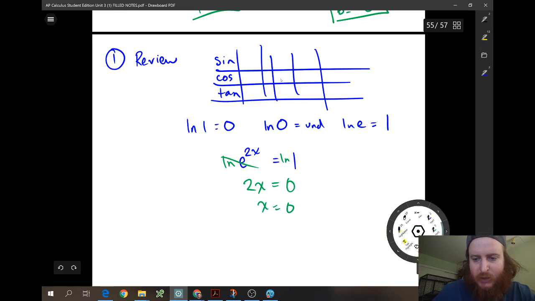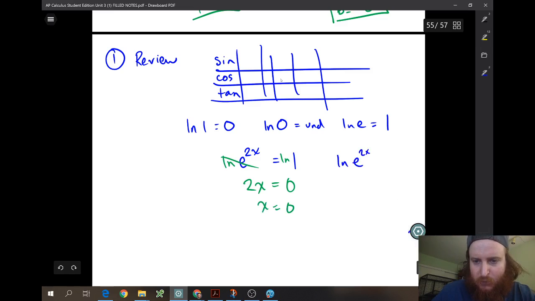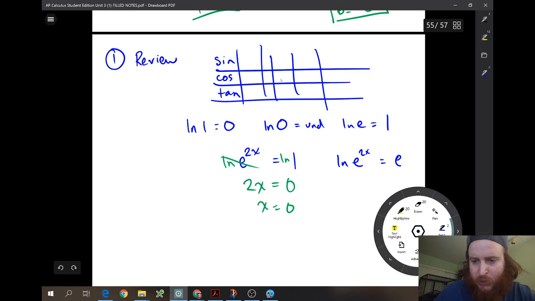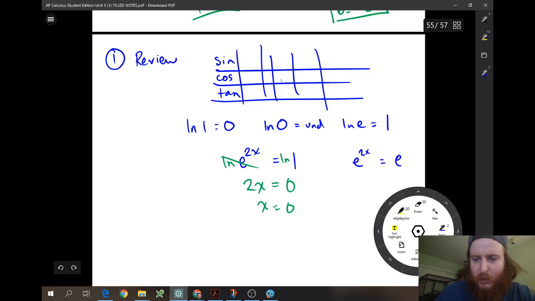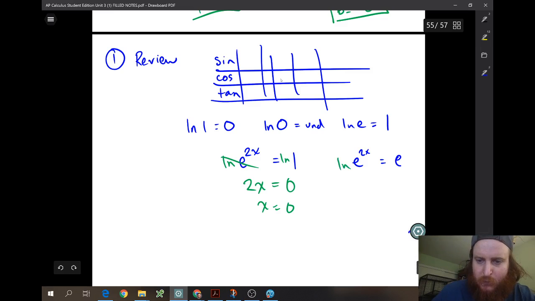I also might have, instead, e to the 2x equals e, that's my fault. When we take the ln of both of those, we get 2x equals 1, so this would be x equals 1/2. So that's going to be review.